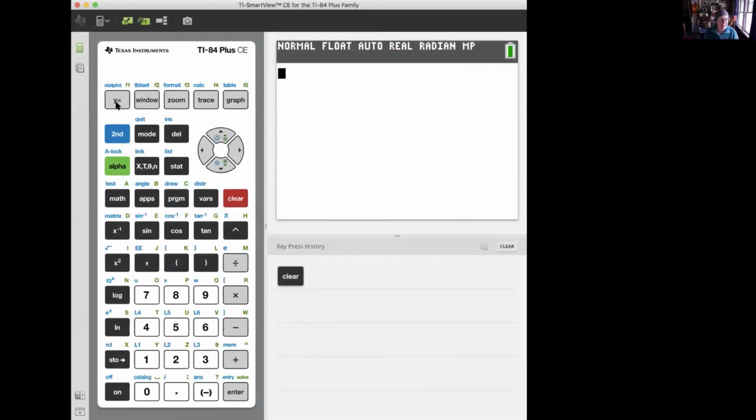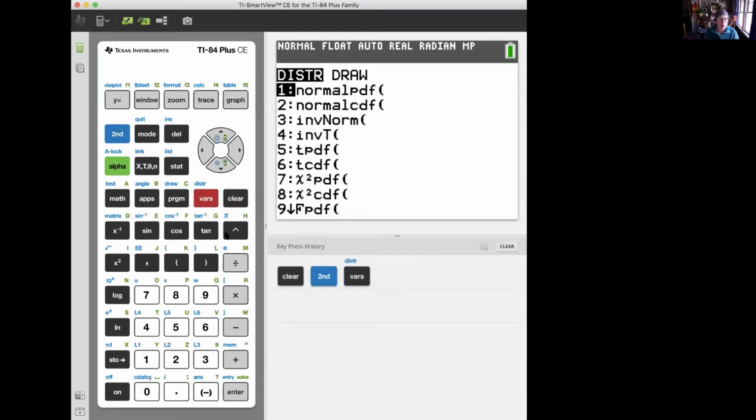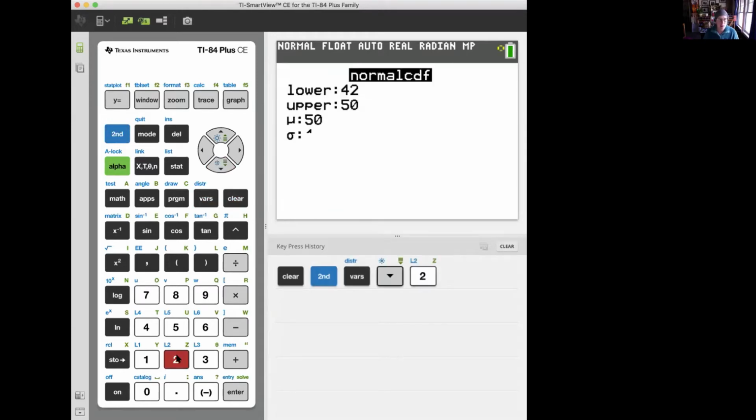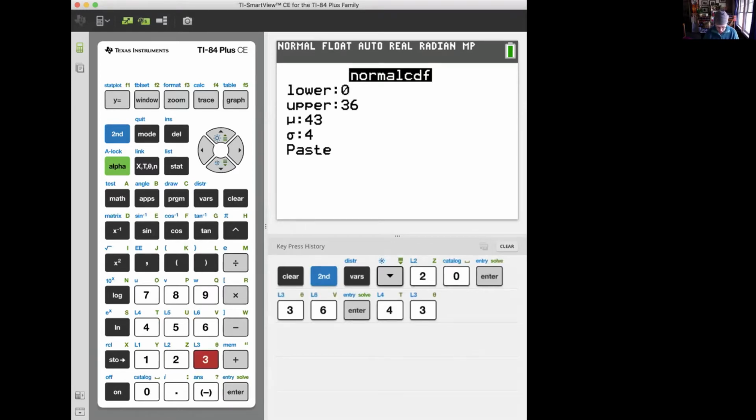So we're doing normal CDF. Remember, we're in the distributions now because it's a normal distribution. So it's still second VARS. Normal CDF is number 2. For number 8, the lower bound is 0. Upper bound is 36, mean is 43, standard deviation is 5.